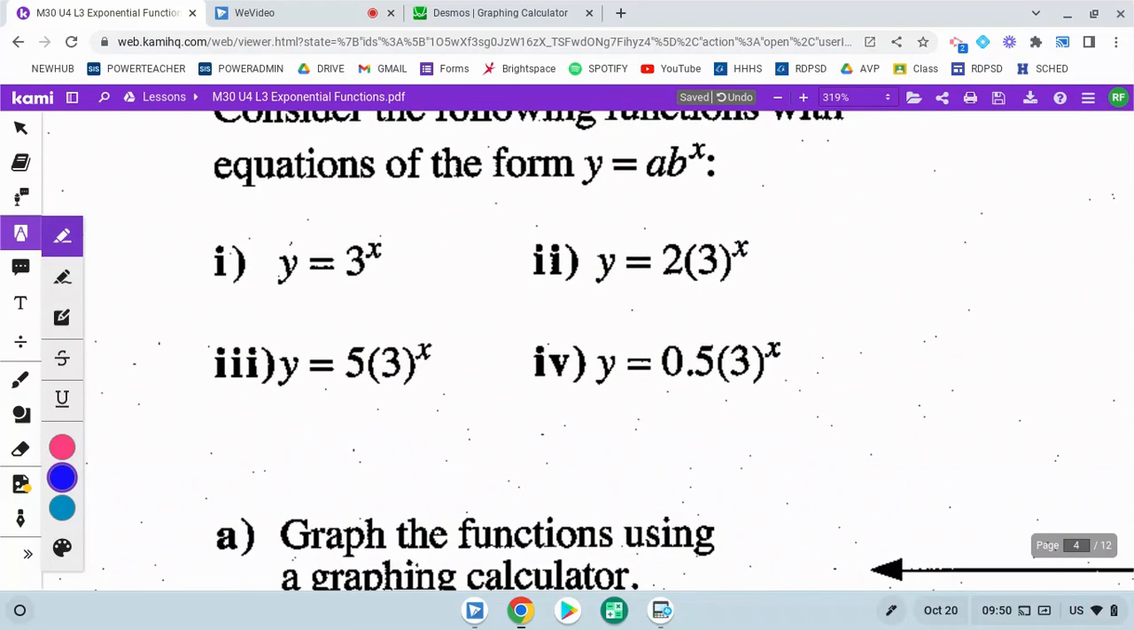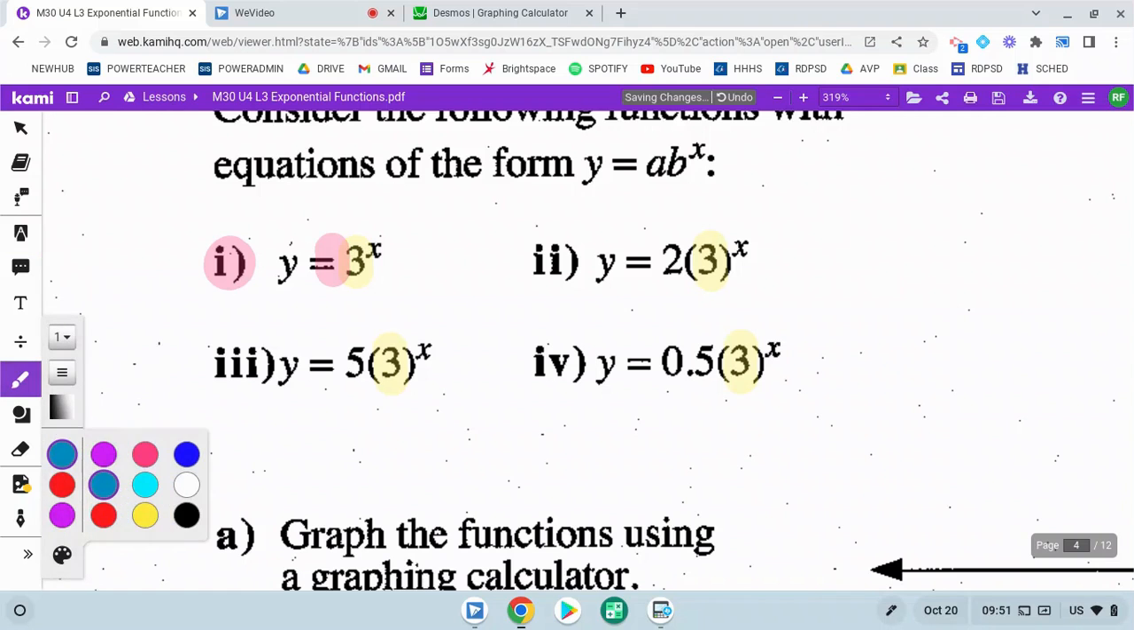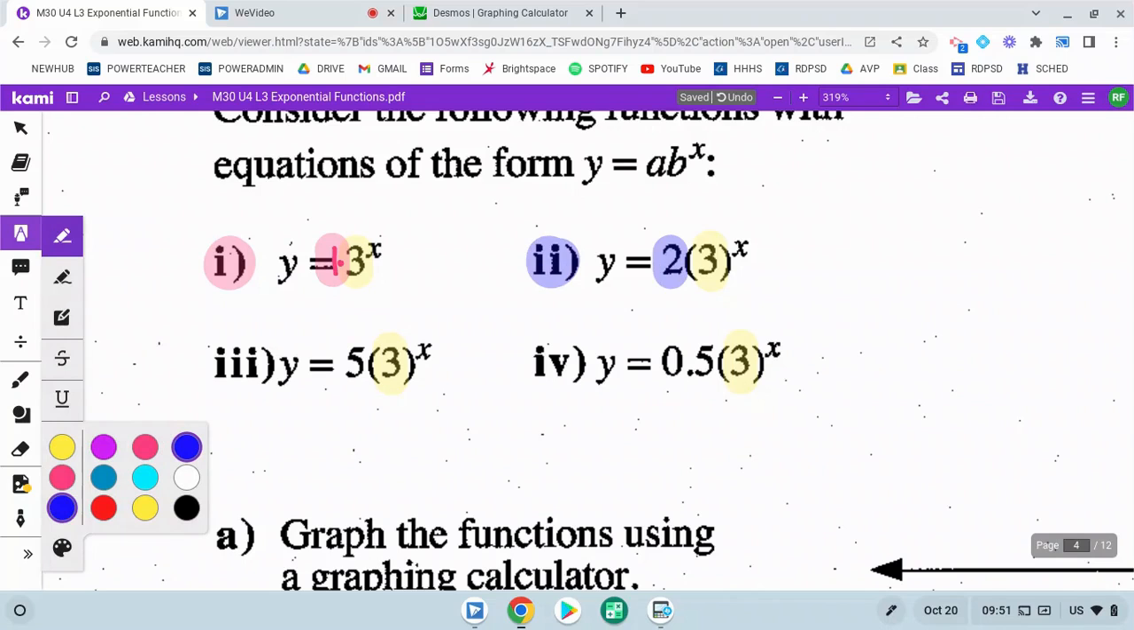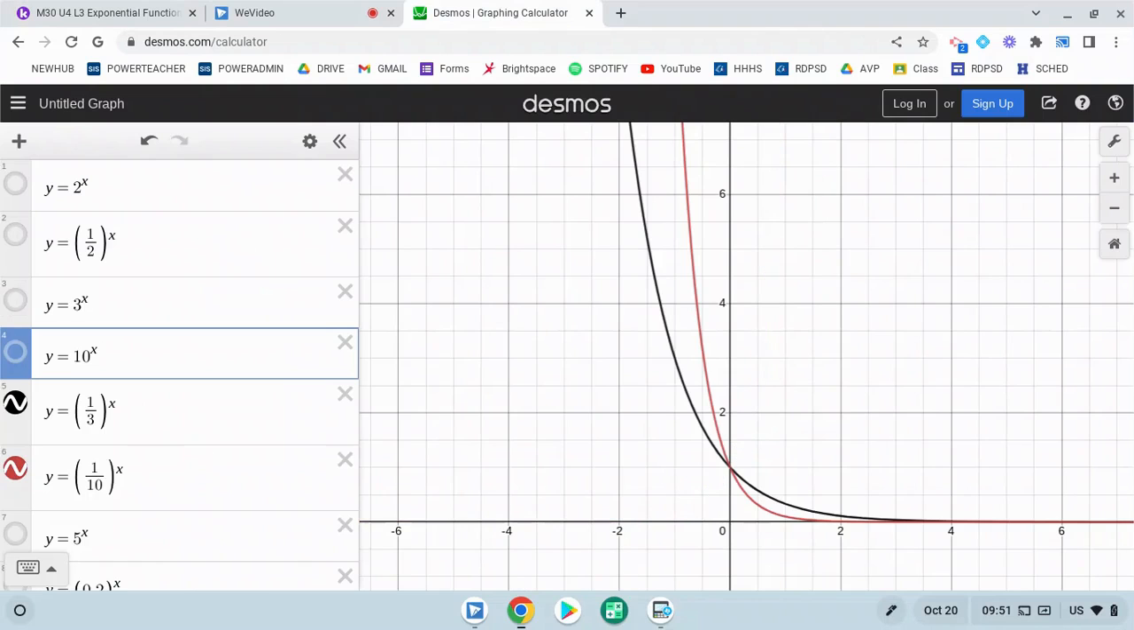So all 4 of these graphs have the exact same base every single time. 3 is attached to the x in each one. So the only thing that's changing in all of these examples, this one, what would the a value be? What's the number multiplying with that power? 1. Okay, so it has an a value of 1. The next one, a value of 2. The next one, a value of 5. And the last one, a value of 0.5. So we are just changing the value of a, the number multiplying out in front. Here's what that looks like.